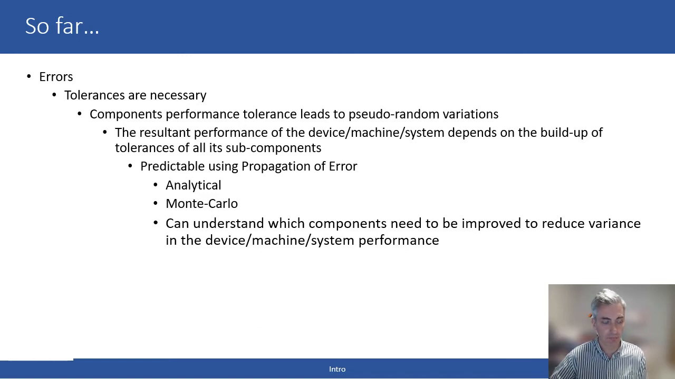Ultimately, it'll affect the distribution of the performance, and that again impacts the tolerance that we can expect this system to perform within. So we spent quite a lot of time in the last couple of lectures looking at propagation of error and how we could predict the performance of the machine or system by analyzing the performance of the subcomponents. And we did this analytically using the propagation of error equation and numerically using a Monte Carlo technique.